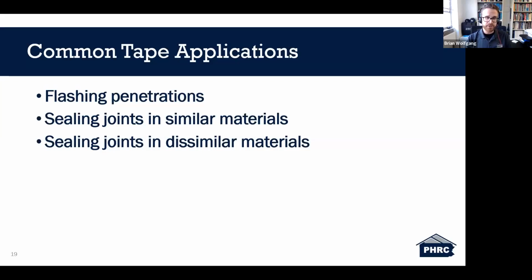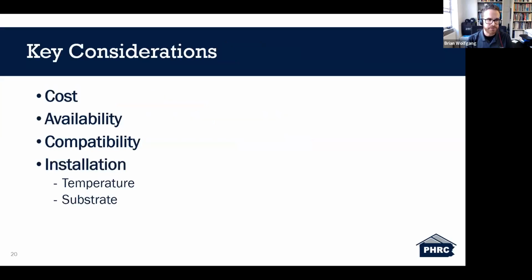The second one, sealing joints in similar materials. The third one, sealing joints in dissimilar materials. Much different considerations between those two, but these are really where we're starting to see more and more the questions come up of, is there a better product? What product should I be using in this application? So as we approach this, you have to figure out what your primary considerations are. And I think what's important here is not everyone's top consideration is going to be the same.